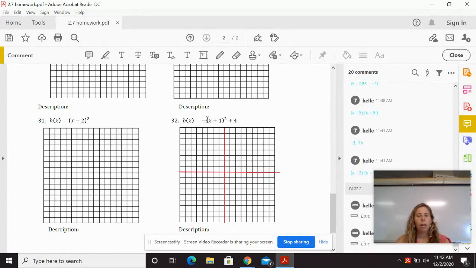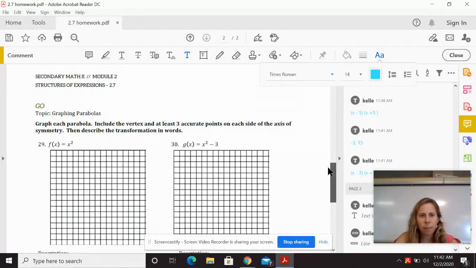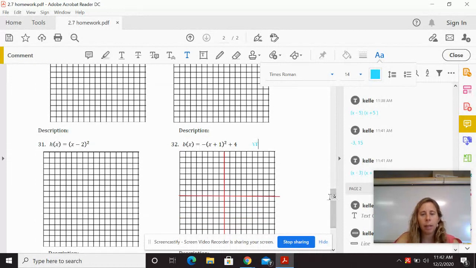So, start out by pulling out your vertex. Does it make you do that? Yeah, okay, include the vertex. Okay, so the x value of your vertex is inside the parentheses with the x, and it's the opposite of what you see. So that means it is -1. And your y value of your vertex is whatever is being added or subtracted on. So it's just 4. All right, so my vertex is -1, 4.